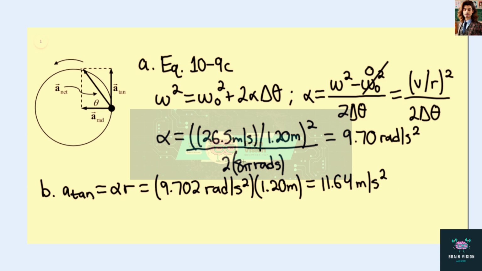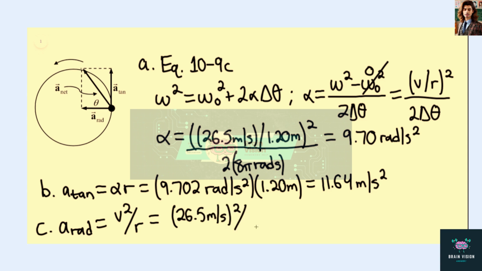And so for part C, the radial acceleration, or centripetal acceleration, would equal v squared over r. And so this would be 26.5 meters per second, quantity squared, divided by 1.20 meters. And this equals 585.2 meters per second squared. So these would be your answers for B and C.